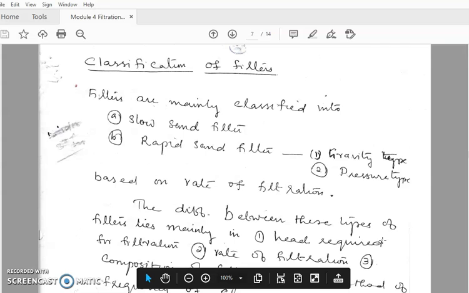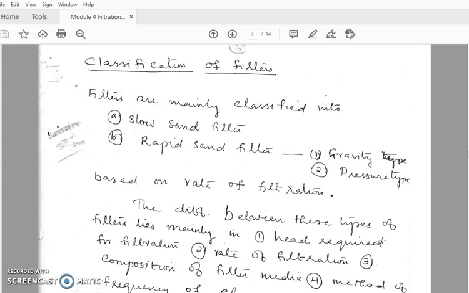Now coming to the classification of filters. The filters are mainly classified into two types, that is slow sand filter and rapid sand filter. Both the slow sand filter and rapid sand filter work under the principle of gravity flow, and the third filter, that is the pressure filter, works under pressure, that is, the flow is under pressure. Based on the rate of filtration, these are the three classifications: slow sand filter, rapid sand filter and pressure filter.